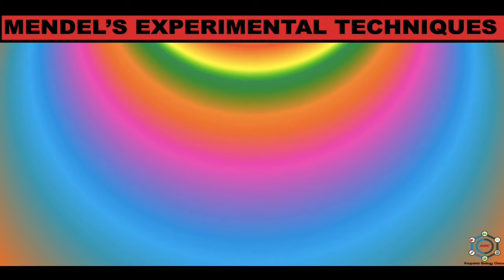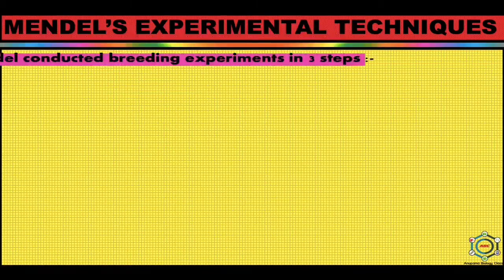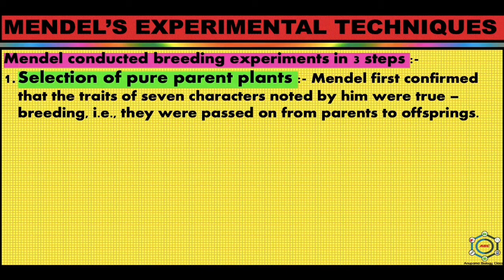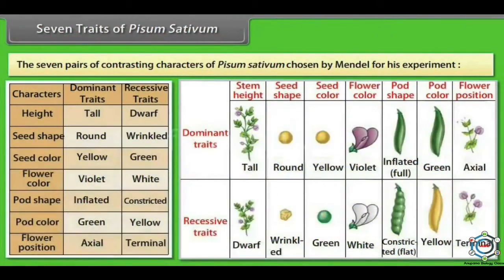Now, Mendel's experimental techniques. Here you can see Mendel conducted breeding experiments in 3 steps, in which the first one is selection of pure parent plants. Mendel first confirmed that the traits of the 7 characters noted by him were true breeding, that is, they were passed on from parents to offspring. Here you can see the 7 pairs of contrasting characters of Pisum sativum chosen by Mendel for his experiment. Here you can see the dominant traits and the recessive traits both.